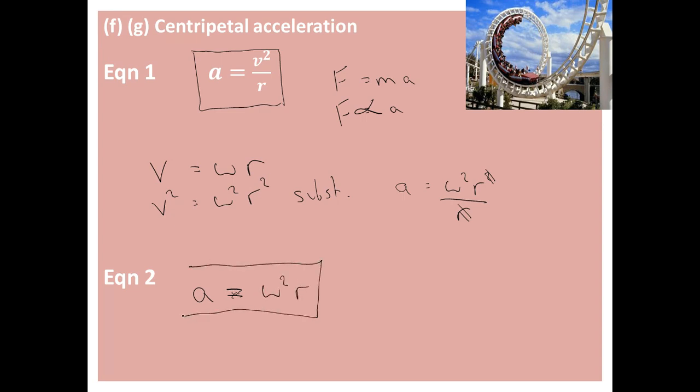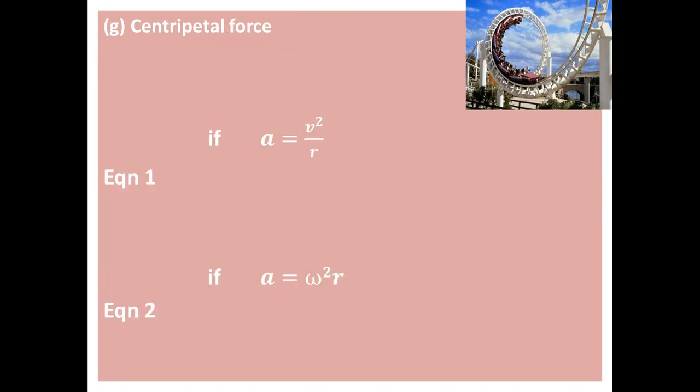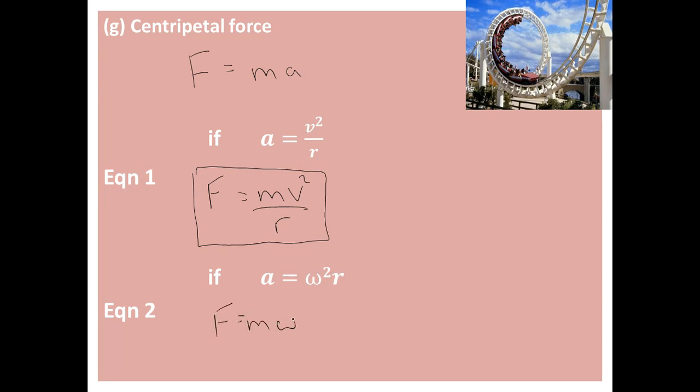Now that is a manipulation that you should be able to perform in exams, so you will need to practice the substitution and squaring of v equals omega r in order to create that second equation. We can do this very similarly for centripetal force as well. So we're going back to that idea of Newton's second law, F equals ma, force equals mass times acceleration. So if the acceleration is v squared over r, then the force must be m v squared over r. In the same way, we can do that with our manipulated version of the acceleration. So if a equals omega squared r, F must be m omega squared r.